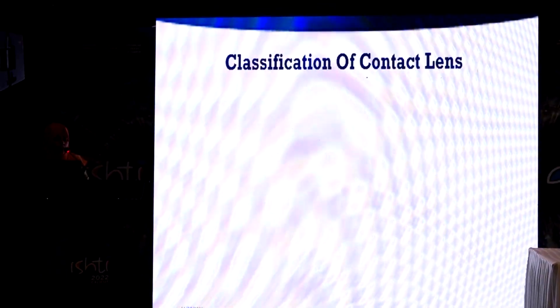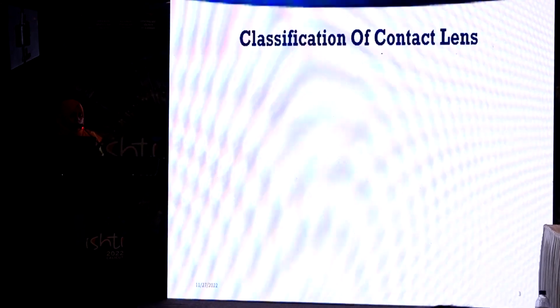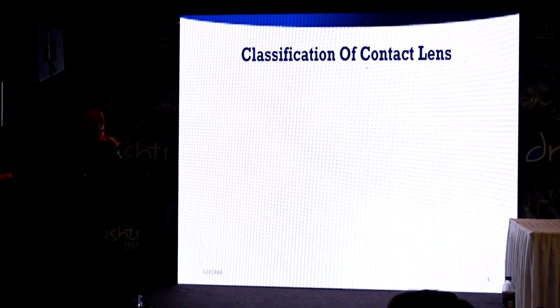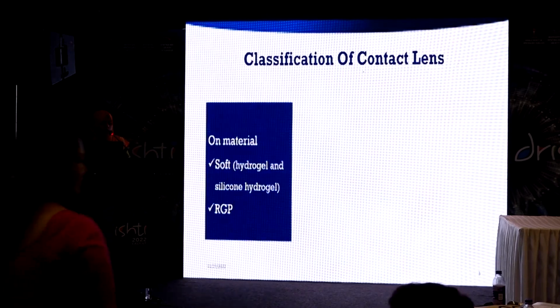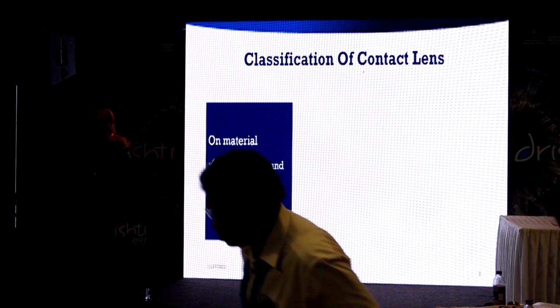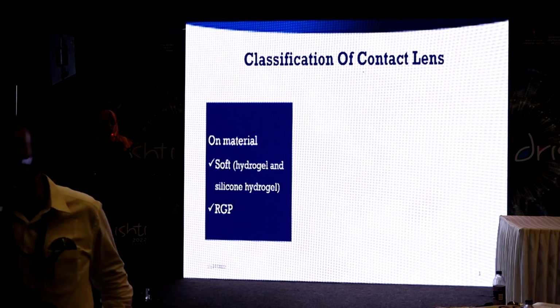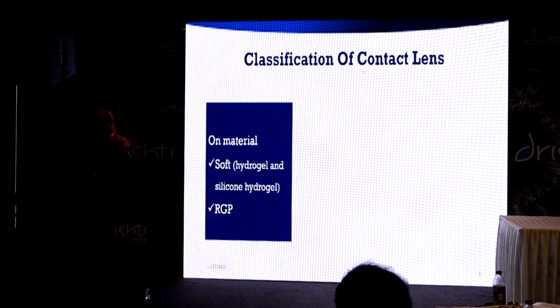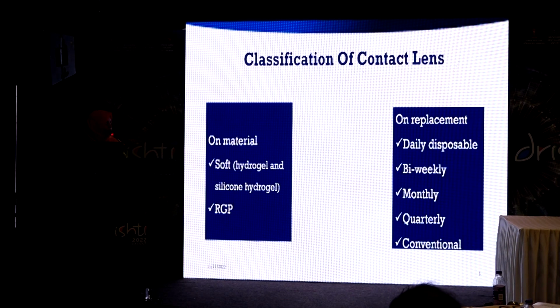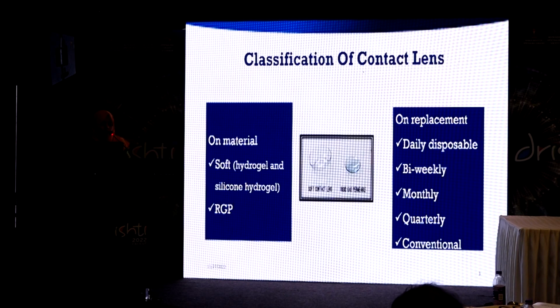Classification of contact lenses. There are many classifications based on the anatomical positions, wearing modality, water content, material basis and the replacement schedule. Mainly I'm talking about the material: soft contact lenses and RGP contact lenses. Soft includes hydrogel and silicone hydrogel, and there are RGP lenses, and also a hybrid lens where the RGP is in the center and it is surrounded by a soft silicone skirt. Based on replacement, we have the daily disposable, bi-weekly, monthly, quarterly and conventional lenses.